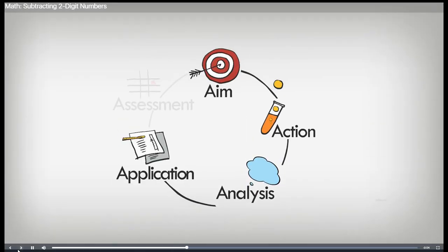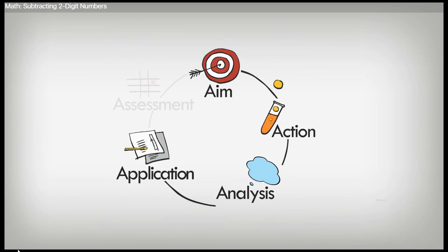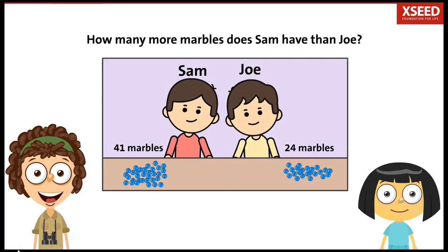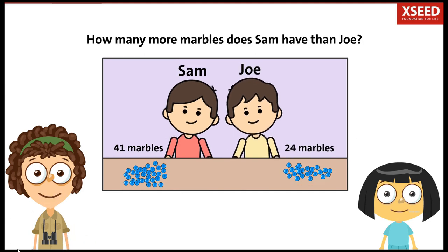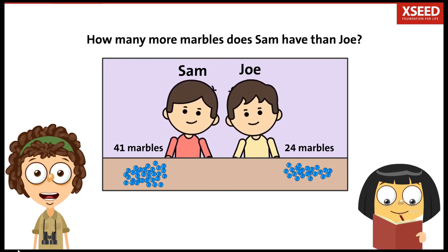Time to apply what we have learned to a real problem. Sam has 41 marbles, and Joe has 24 marbles. How many more marbles does Sam have than Joe? Write your answers in your journal. Your time starts now.